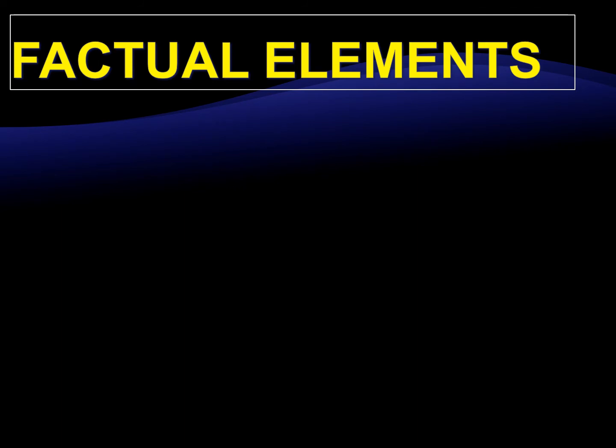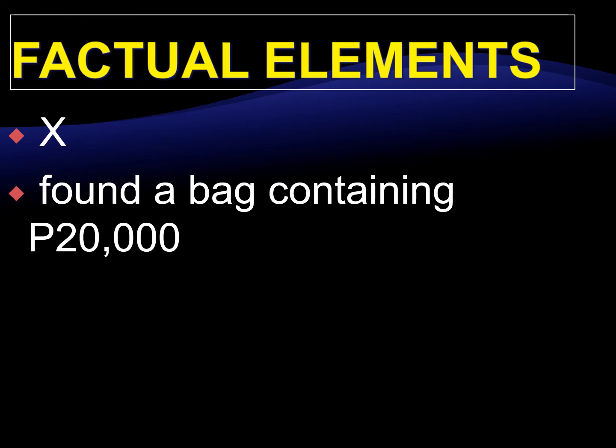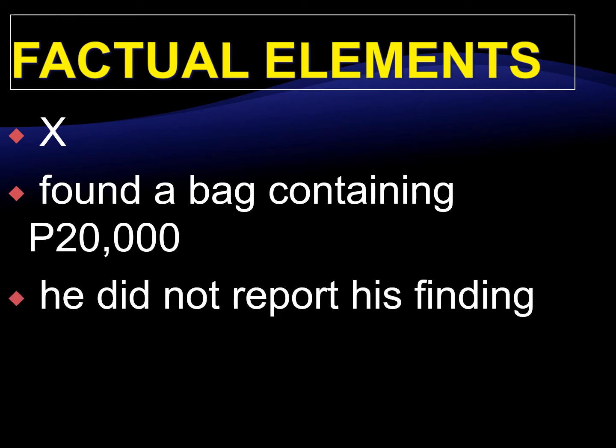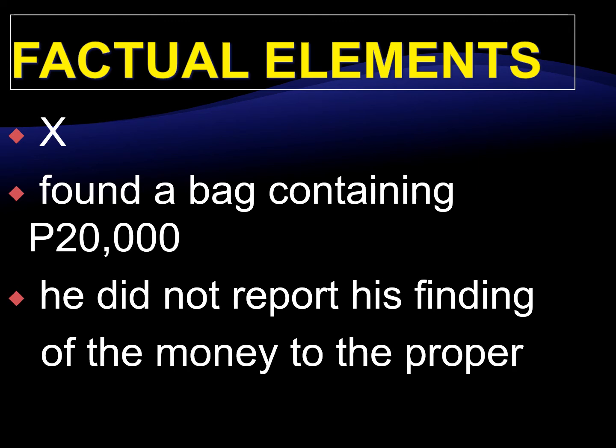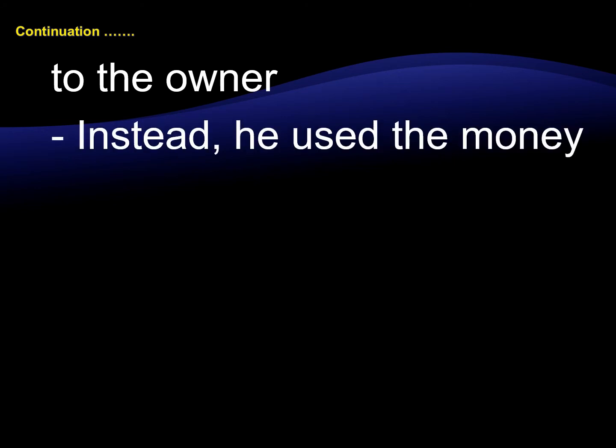Let's go back to the problem and look at it. What are the factual equivalents? X found a bag containing 20,000. He did not report his finding of the money to the proper authorities or to the owner. Instead, he used the money for his own benefit. But how do you interweave? We said interweaving: you have the legal elements, and you must be able now to match them with the factual equivalence. If there's a match, then the law finds application. Let's see.